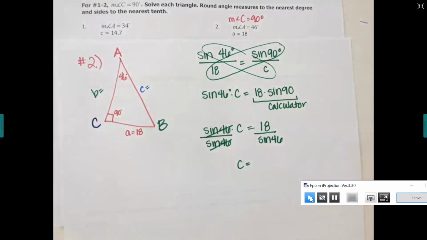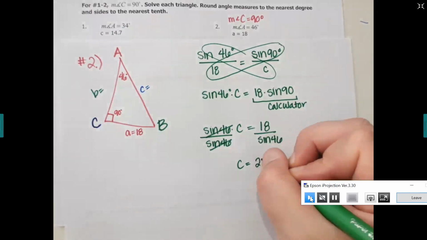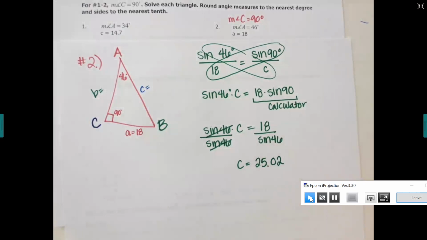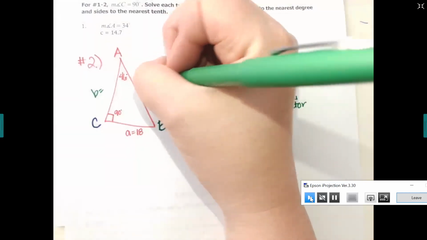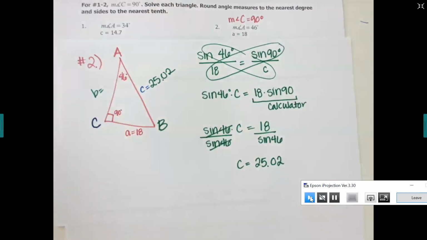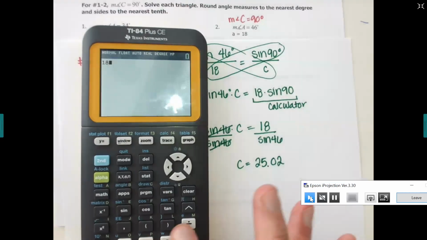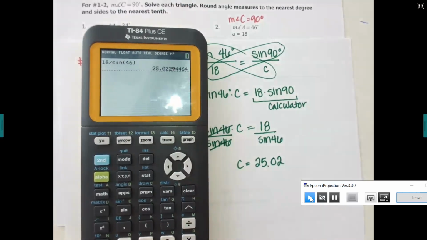So I got 25.02. That we all got? Okay, so 25.02. Let me show you my calculator here. So it's just 18 divided by sine 46.